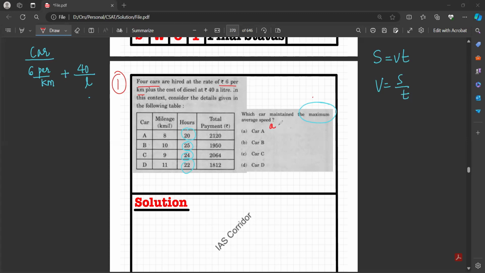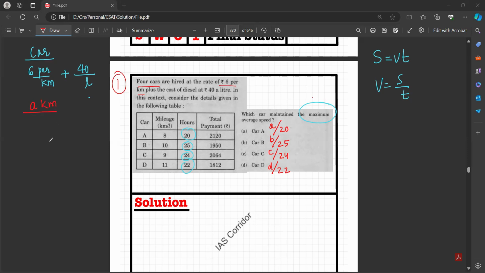suppose A travels A kilometer divided by 20, B travels B kilometer divided by 25, C travels C kilometer divided by 24, D travels D kilometer divided by 22. Now our task is to find A, B, C, D. Got it? Now if we approach A, suppose A travels A kilometer.